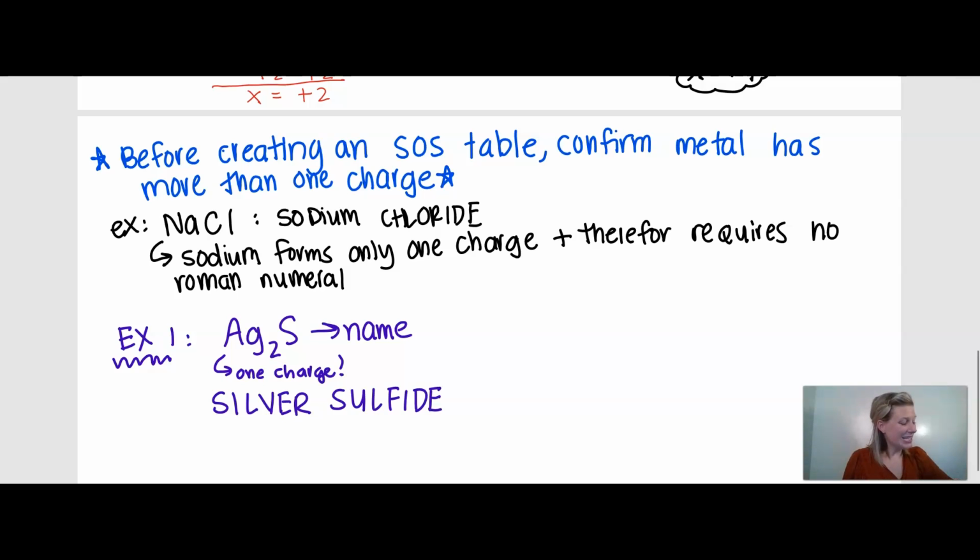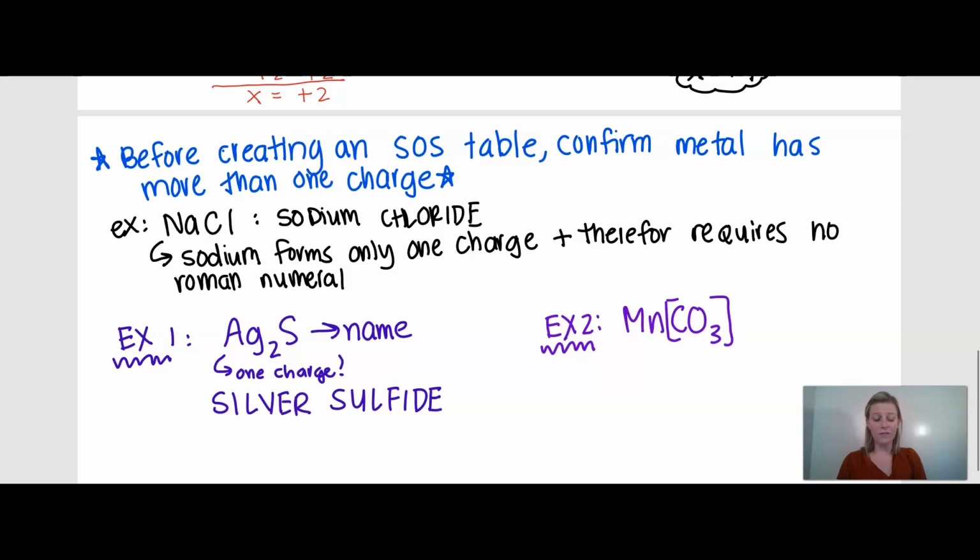Okay, let's take a look at a second example. Example 2. Again, in this one, I'm going to give you a formula, and I want us to go to a name. So MnCO3. We didn't do one of these above, but we do still need to know how to use those polyatomic ions here. So what we're going to do is, again, determine the polyatomic ion, which in this case is the CO3, and I'm going to show you just how to treat that.